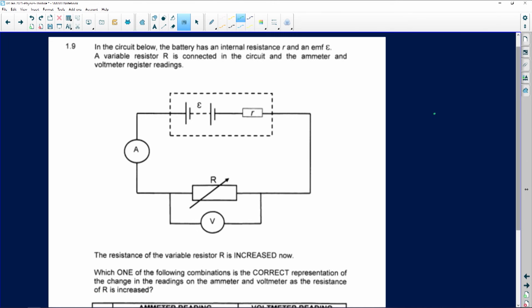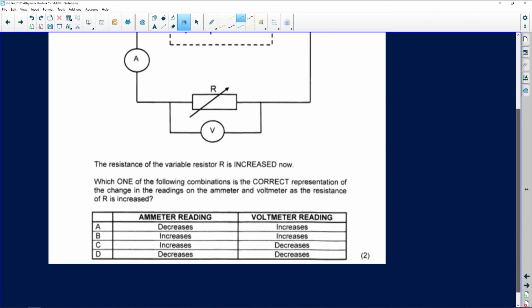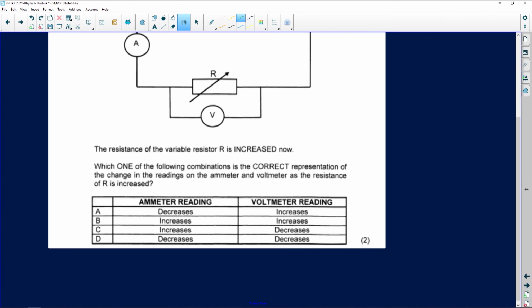1.9, in the circuit below, the battery has an internal resistance r and an EMF E. A variable resistor is connected in the circuit and the ammeter and voltmeter register certain readings. This is the diagram that we have. The question says the resistance of the variable resistor R is increased now. Which one of the following combinations is a correct representation of the change in the readings of the ammeter and the voltmeter as the resistance of R is increased?